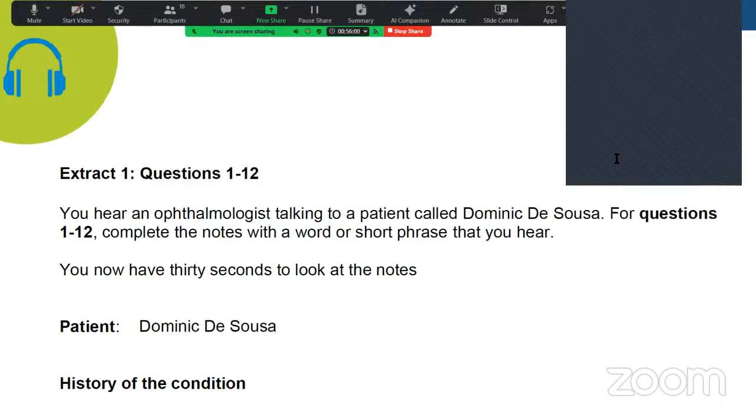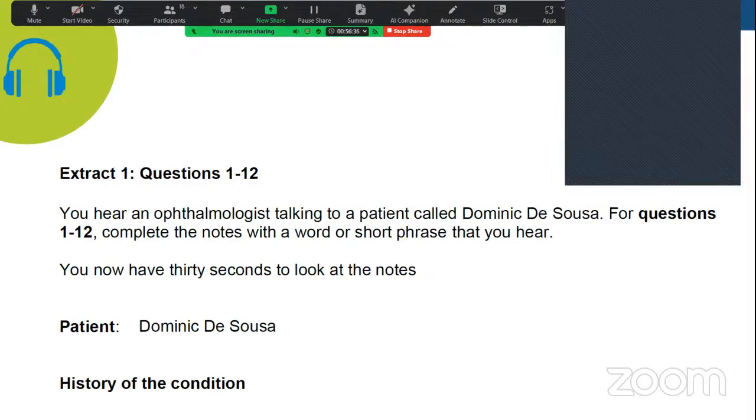So how many questions are there in this part? In this extract 1, how many questions will be there in extract 1? Yeah, 12 questions. Okay. Now, these 12 questions in extract 1 will be in how many different types actually?